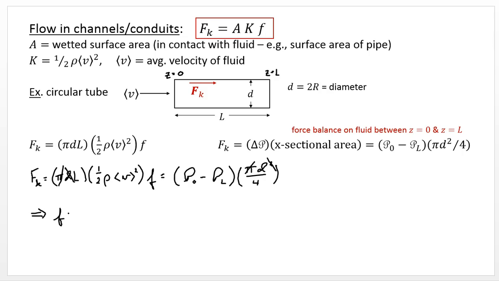And what we find for flow through pipes or conduits or channels is that the friction factor f is equal to 1/4 times D over L, multiplied by the pressure difference term, P naught minus PL, divided by the kinetic energy term, 1/2 rho multiplied by the average velocity squared. And so this f is called the Fanning friction factor.